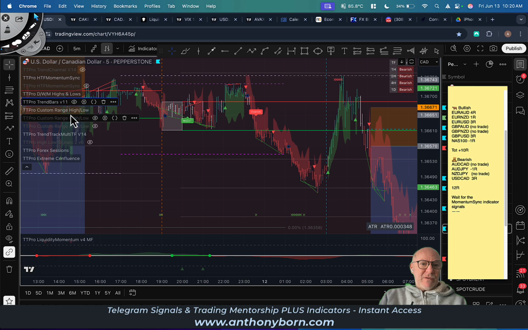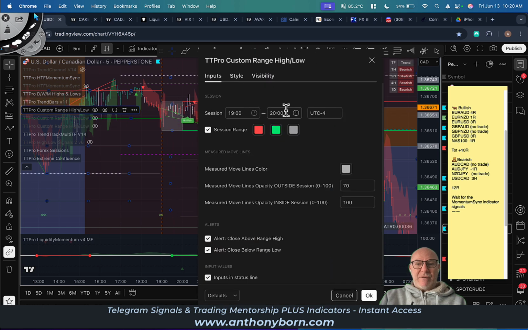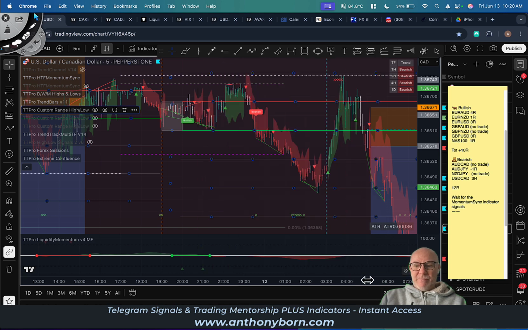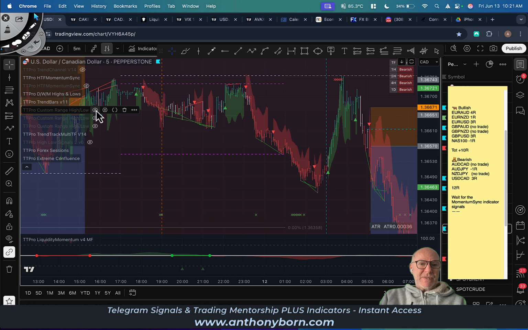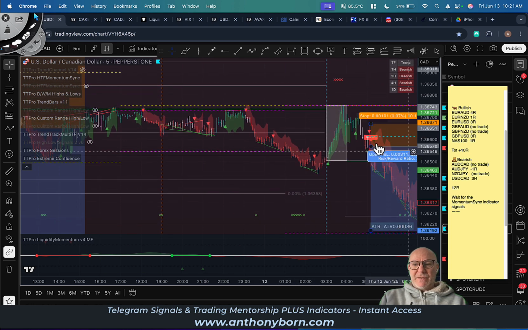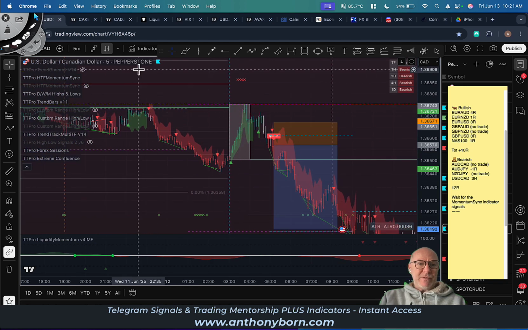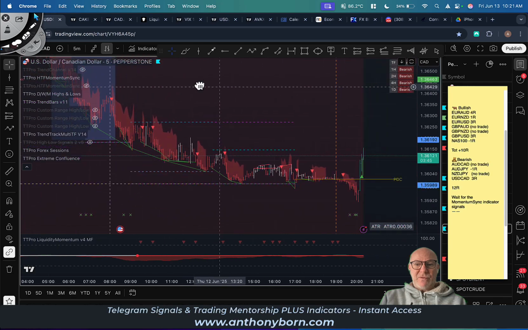I've got 3 versions of this custom range high and low. Just to make it simple, this one's set to the first hour of the Asian session. This is the initial range. This is New York time; I've set my chart to New York. The second one, I just flick it off and flick this on. That's set to London. So there's the London Open, and I'm doing this on a 5-minute chart. And the third one I've set for the New York Open.